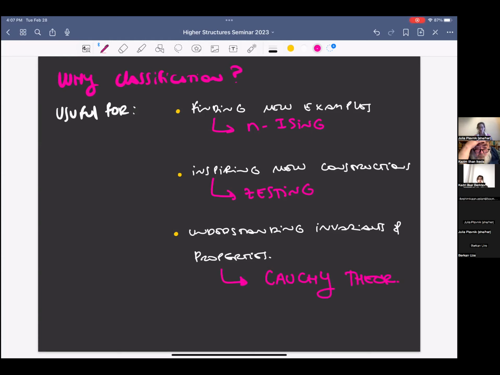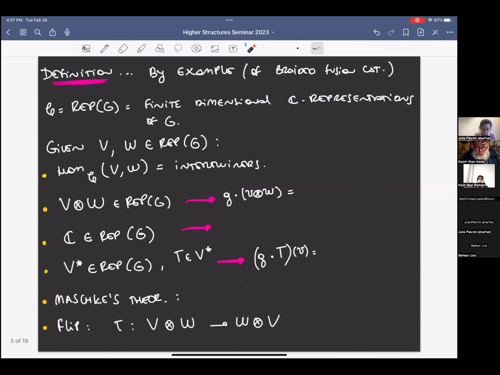So classification not only gives us a list, but also, for physicists, classification is important because they really want a periodic table of these topological phases of matter, and classification gives you kind of that idea. But also for all these other theoretical reasons, I think it's very interesting.